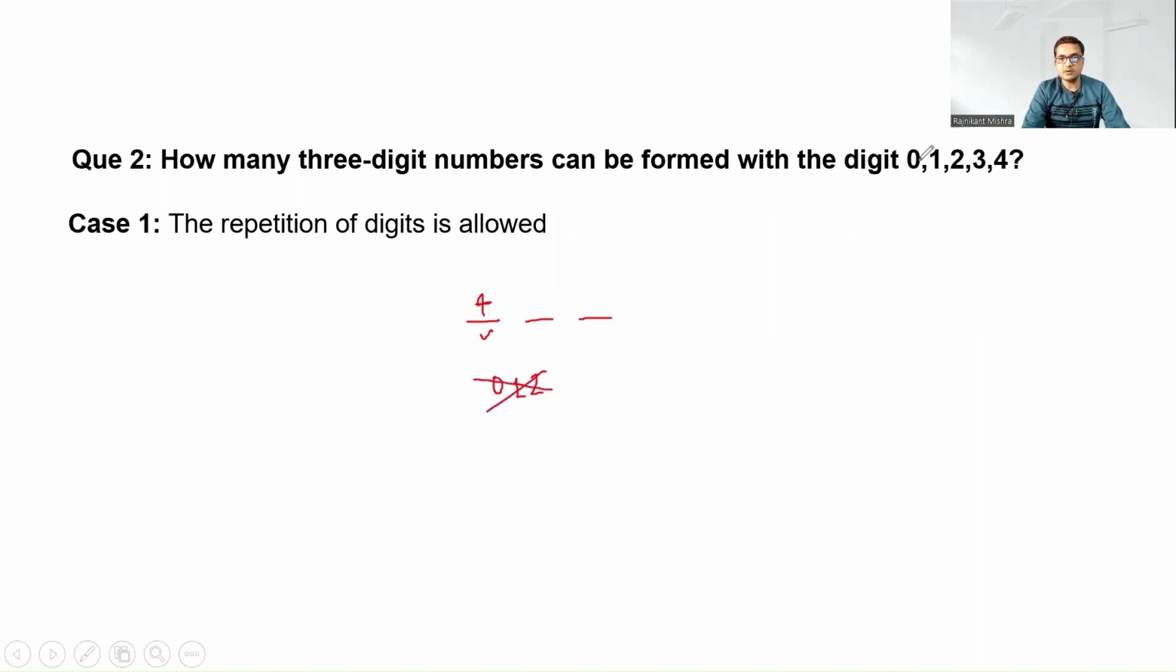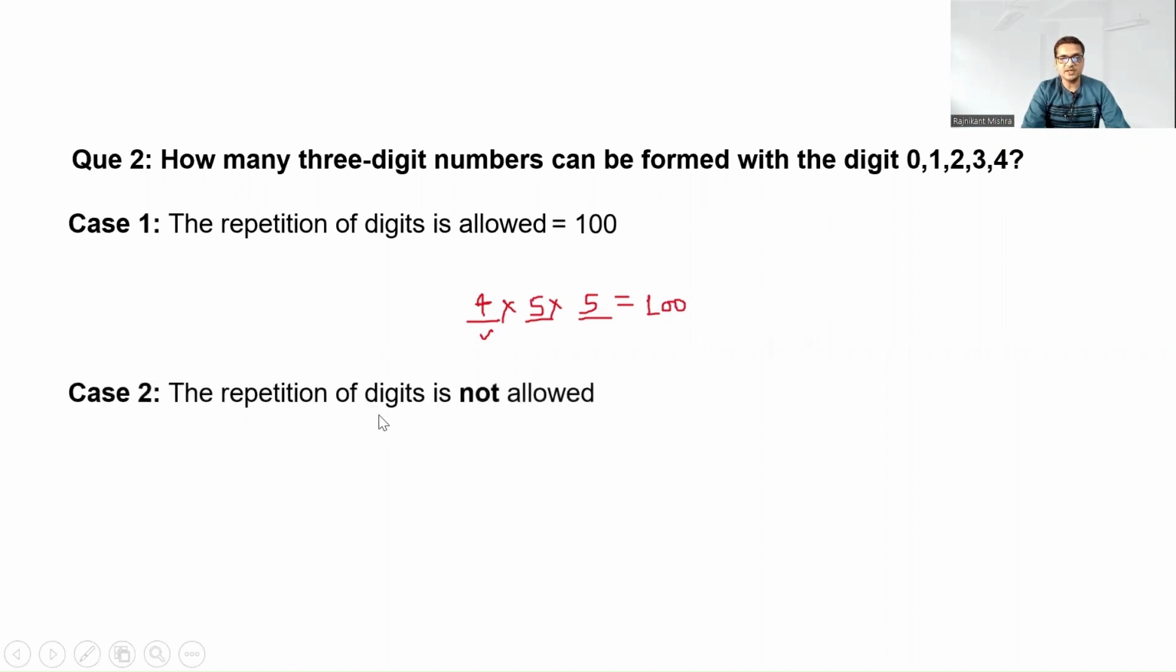For tens place, we have 5 choices: 0, 1, 2, 3 and 4. And for unit place, again we have 5 choices. Multiply all these numbers. 4 into 5 into 5 is equal to 100. So the possible number of arrangements is equal to 100.